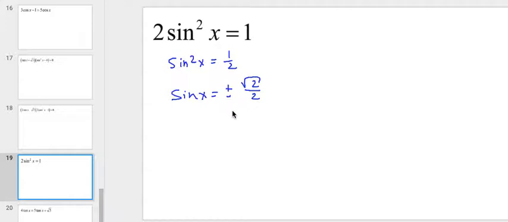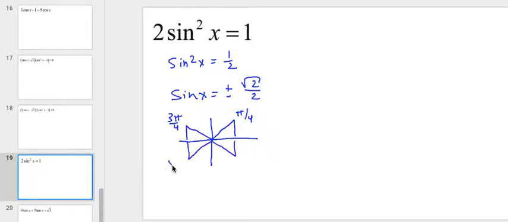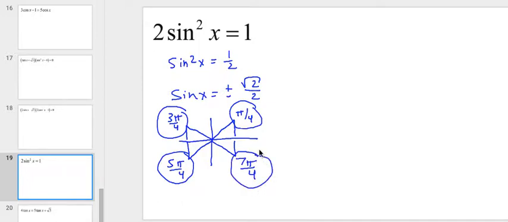All right, so when does this happen? Well, it turns out that this happens at the exact same place that cosine x equals plus or minus root 2 over 2. Here are the two spots where sine x equals plus root 2 over 2. That would be pi over 4 and 3 pi over 4. And here are the two spots where sine x equals negative root 2 over 2, at 5 pi over 4 and 7 pi over 4. So this problem has 4 answers. 1, 2, 3, and 4.